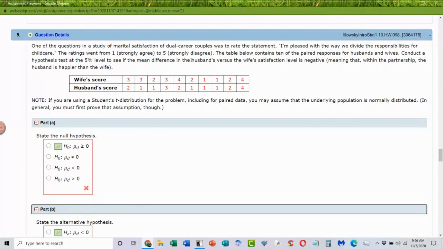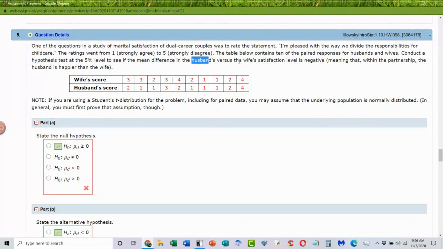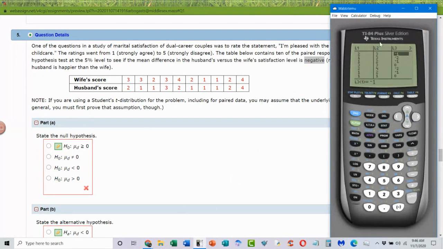Because they want to do the difference between husbands and wives, and they want a negative. Oh, okay. I could have put wives in L1 and husbands in L2, but then I have to remember subtracting L2 minus L1, or which order I had put in. I just have to make sure that I have wives from the husband.